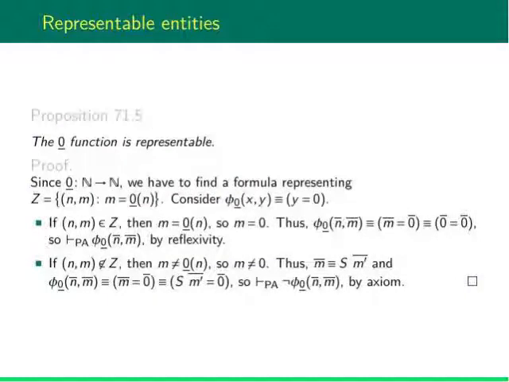The zero primitive recursive function is representable. The proof reduces to checking that the formula y equals 0 is provable when the result is 0, and that not y equals 0 is provable when the pair x, y is such that y is not 0.